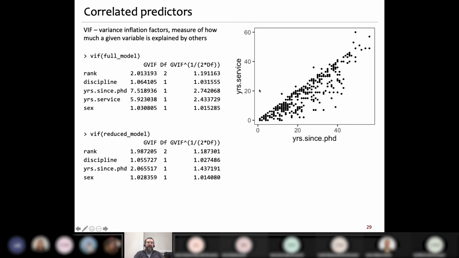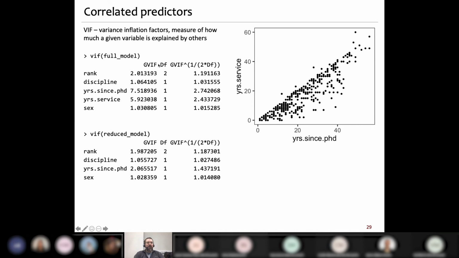If you look at the years of service versus years since PhD, obviously these two variables are correlated. Typically, there will be some people who have more years since PhD than years of service because they were employed by this university a bit later in their career. But there is a strong correlation between these two variables. The library car contains a very useful function which you should use with your models. It's called VIF. It's about variance inflation factors. It measures how much a given variable is explained by others.